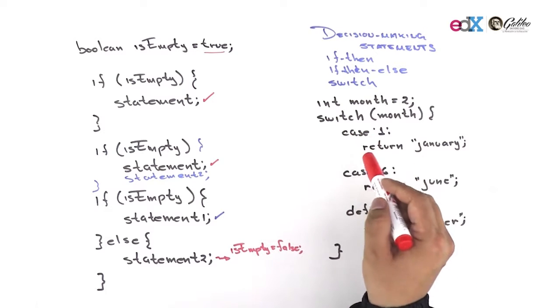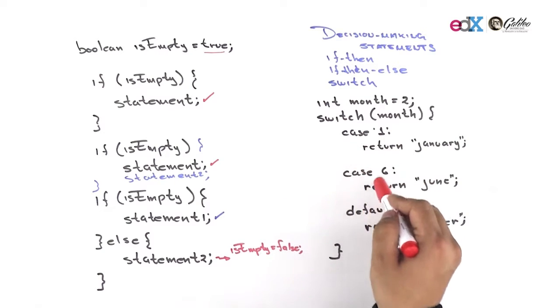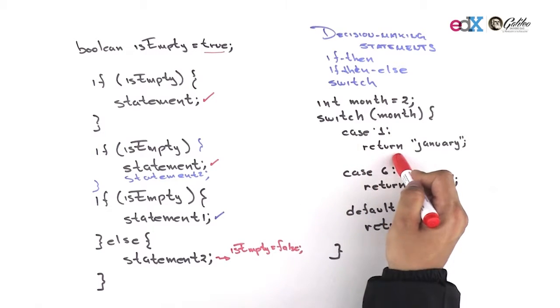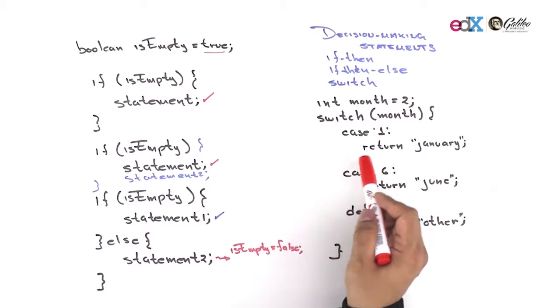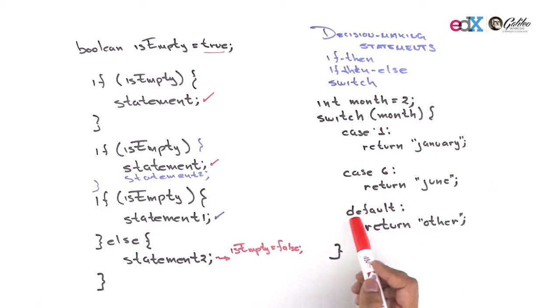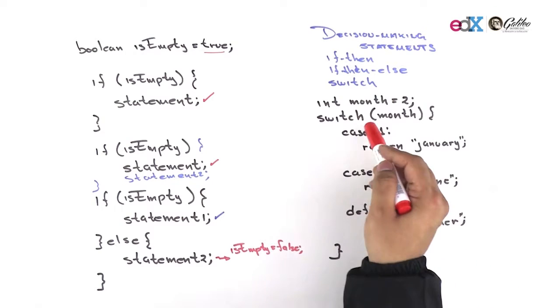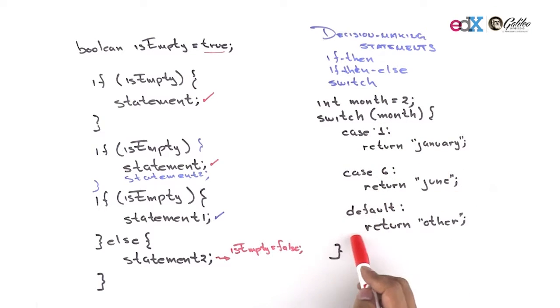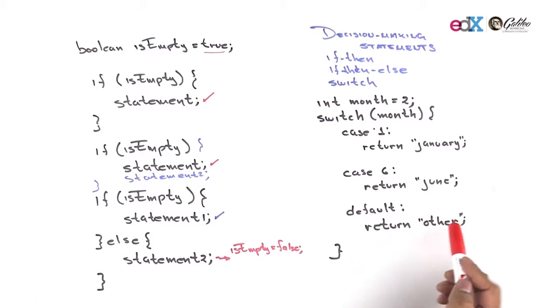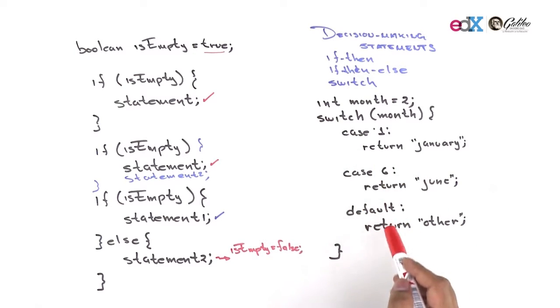Important. The compiler will review that all the cases are different. If you put case 1 two times, the compiler will throw an error. You have to review that all values are unique. In the case month is not 1 and it's not 6, we have a default execution, return other. In this example, if month is not equal to 1 and is not equal to 6, then we will return the value other.